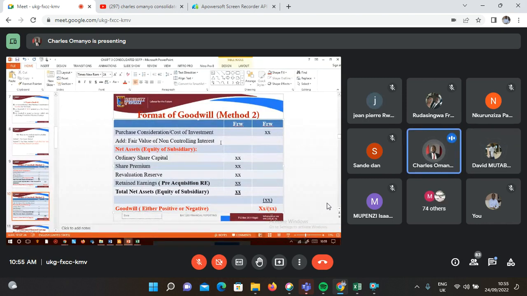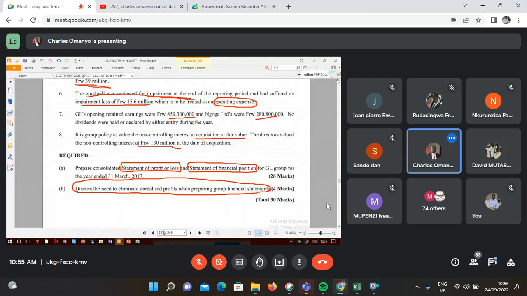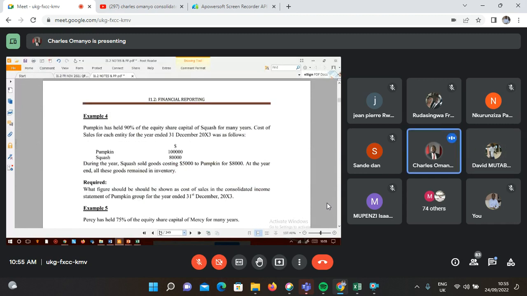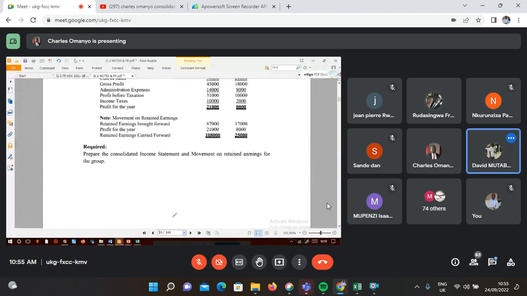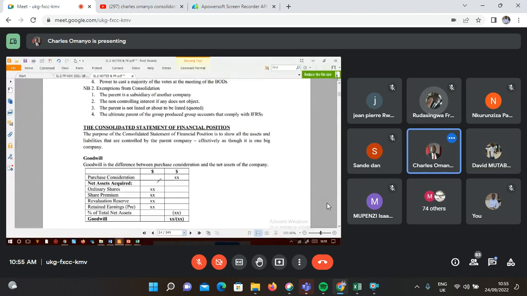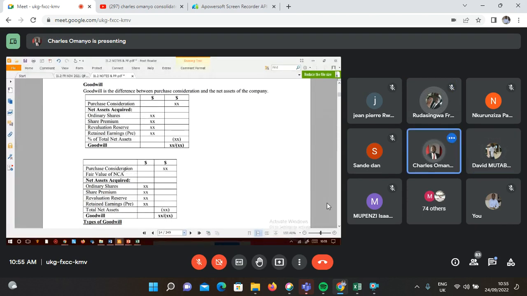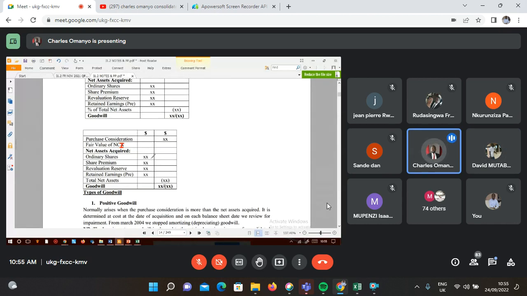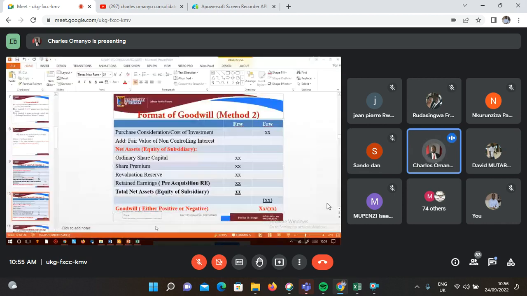I know in the notes I made a mistake and wrote this as non-current assets. Let me see if I had corrected it. Yes, this one is supposed to be non-controlling interest. Please correct it in your notes if you have them. It's not non-current asset, it's non-controlling interest. Everything I'm teaching is already in the notes. I made a mistake when I was typing.